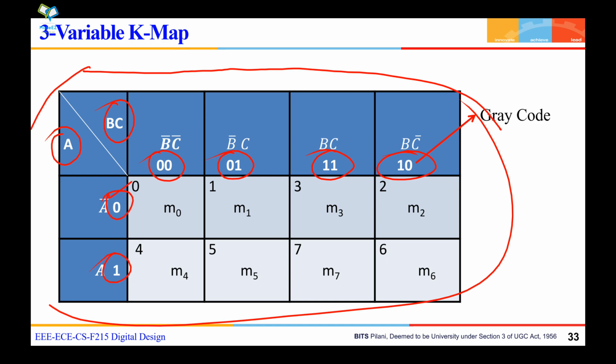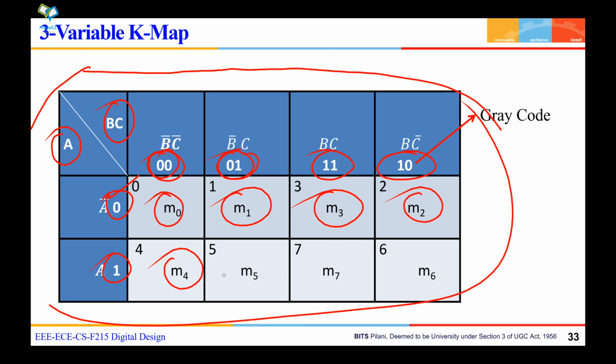So you take this 0, 0, 0, it is M0, 0, 0, 1, it is M1, 0, 1, 1, it is M3, 0, 1, 0, it is M2, 1, 0, 0, it is M4, 1, 0, 1, it is M5, 1, 1, 1, it is M7, 1, 1, 0, it is M6.